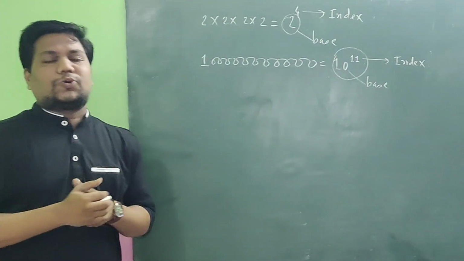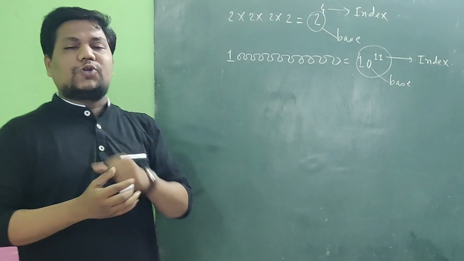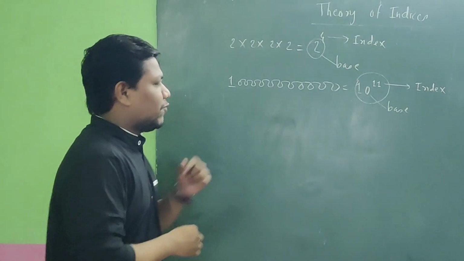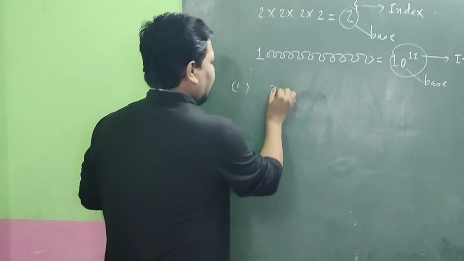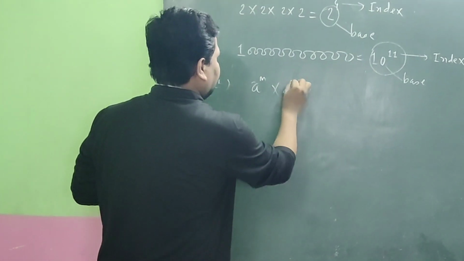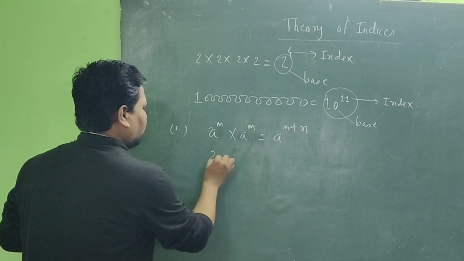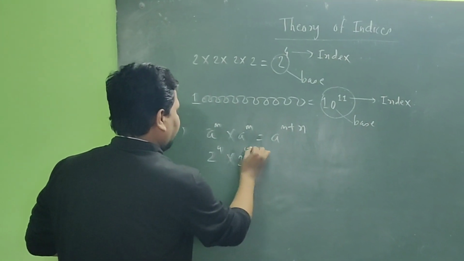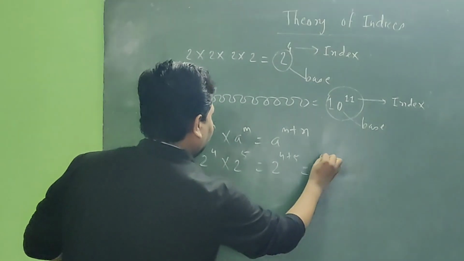So let's go through the examples and first the formulas. First we'll do the formula, then one example of each formula. The first formula is: if a raised to m and a raised to n are multiplied, then the answer will be a raised to m plus n. Suppose 2 raised to 4 and 2 raised to 5, then the answer will be 2 raised to 4 plus 5, means 2 raised to 9.